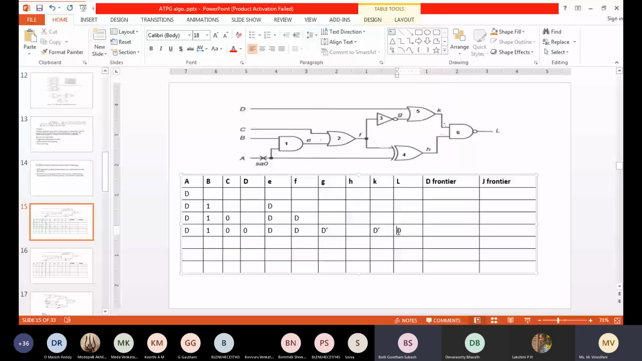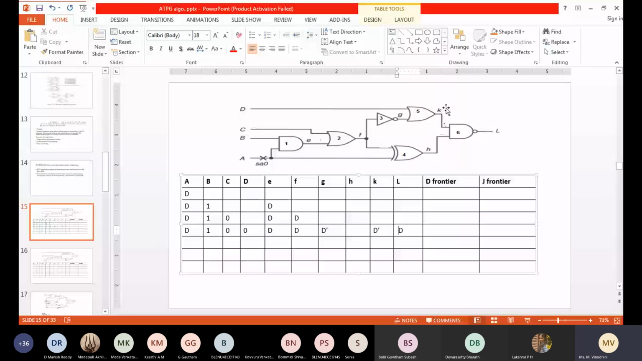If it is an AND gate, whatever you give, if you give D, you will get D. If you give D bar, you will get D bar. But if it is a NAND gate, if you give D, you will get D dash. If you give D dash, you will get D. Remember this. This logic is applicable for OR and NOR also. Suppose in this OR, if G is D, K will be D. If G is D dash, K will be D dash.